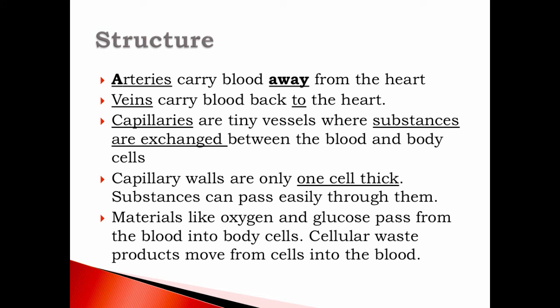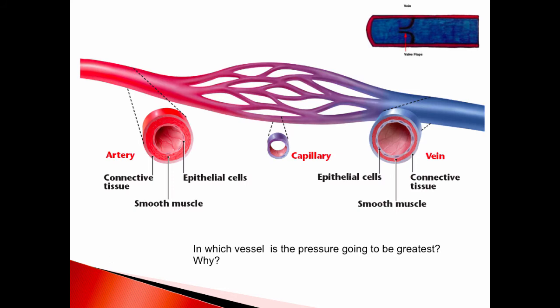Now, materials like oxygen and glucose pass from the blood into the body cells, and cellular waste, like carbon dioxide, move from the cells into the blood. And then at that moment, like I said again, it turns into a vein. So here's a picture of what I was describing. You have an artery. Notice how it's red. It's carrying oxygen-rich blood, again, made out of smooth muscle.